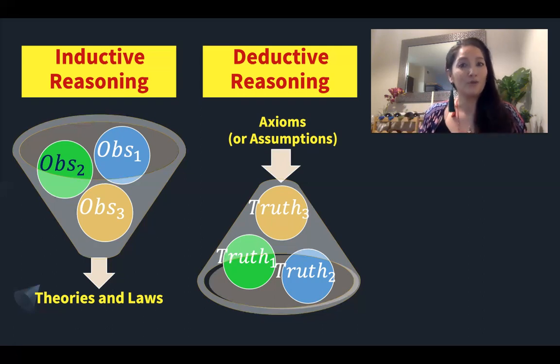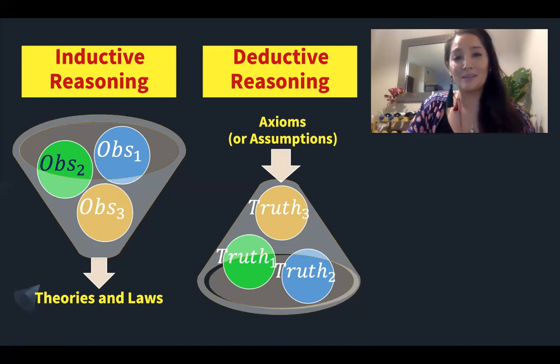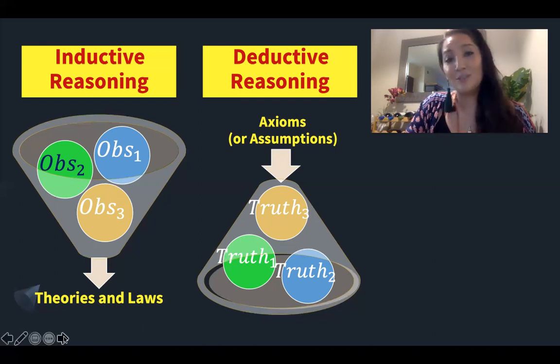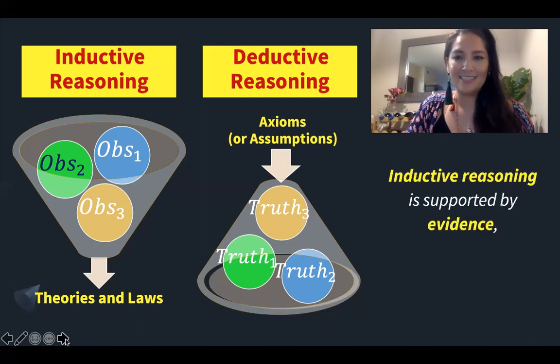But we do that over and over and over again. And as we do that over and over again, we produce something much larger. And we see how all of those different truths interact with each other, and it produces something that we tend to find quite beautiful. So just for emphasis, inductive reasoning is reasoning that is supported by evidence.